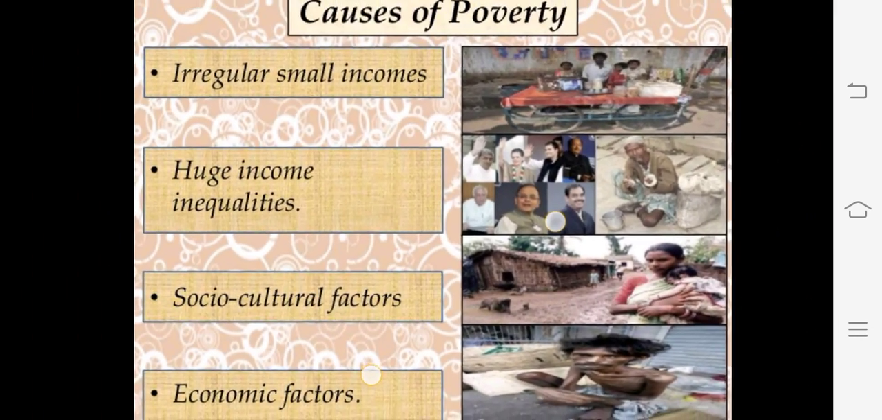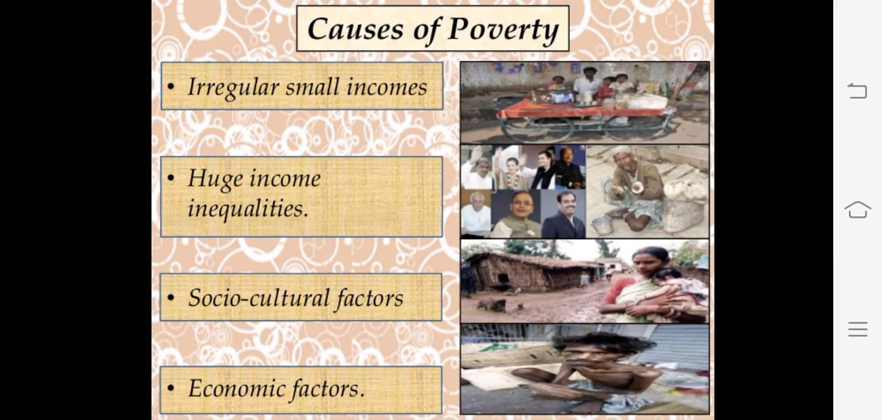Causes: irregular small incomes. Some were given less, some given more, and small amounts of money were given to these people. Then huge income inequalities were also arising. Socio-cultural factors: there were some socio-cultural factors also just because of this. Then there were some economic factors also.